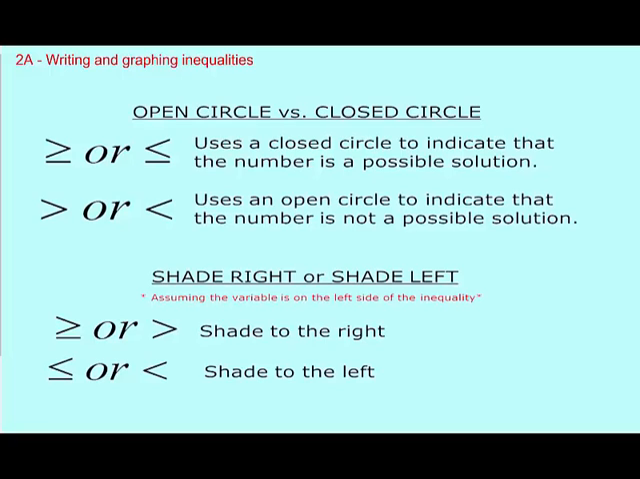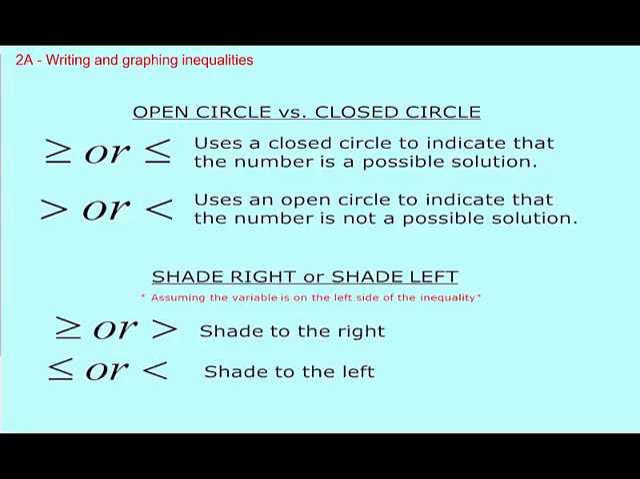Also, in terms of shading, if you have greater than or equal to or greater than, you're going to shade to the right. And if you have less than or equal to or less than, you'll shade to the left. Now that's assuming that the variable is on the left side of the inequality. But keep in mind you can always reverse the inequality so that the variable is on the left side. So for instance, if you go through solving and you end up with 5 is less than x, you could always reverse it so that x is greater than 5.